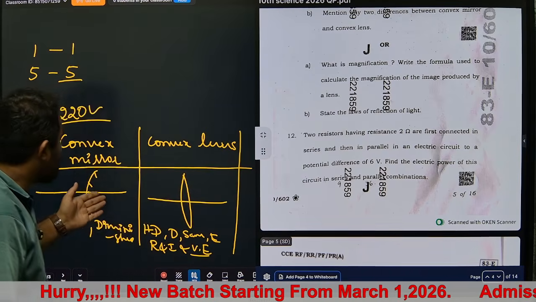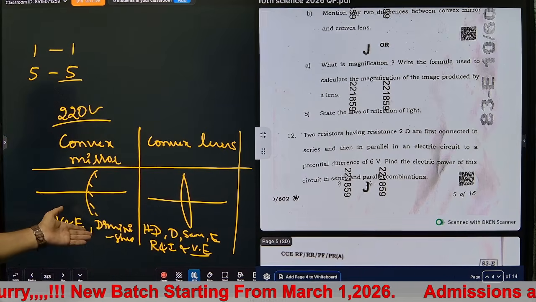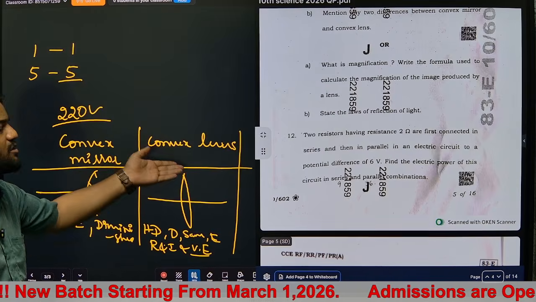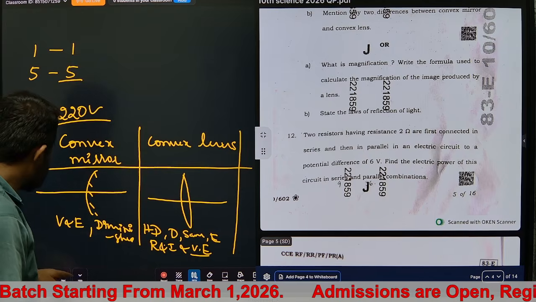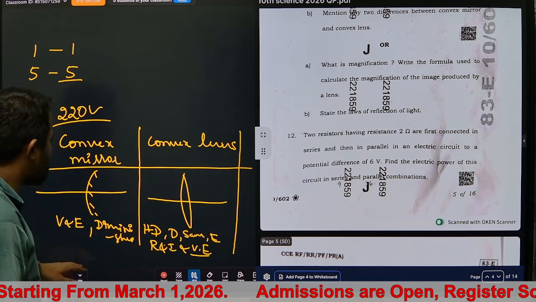You can also write the uses of the convex mirror. Convex mirror is used as the rear view mirror. Convex lens is used in the magnifying glass. You can write that also as one of the differences. Okay, next.